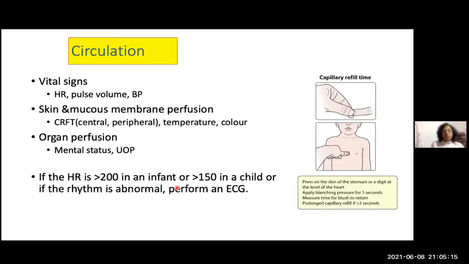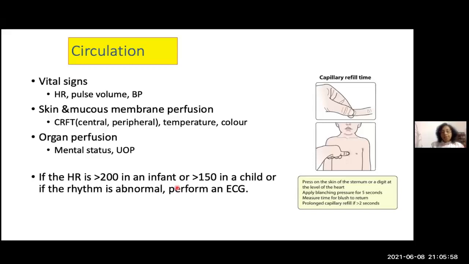Then your circulatory assessment. Look at the peripheral circulation and central circulation, the pulse volume, and then the capillary refill time. You should know how to check the peripheral as well as the central capillary refill time. This is what is shown here. You press on the skin and count up to 5 seconds. Then you take off your finger and measure the time for refilling. Again, you count up to 5 seconds. It has to be less than 2 seconds. If the capillary refill time is more than 2 seconds, it's delayed.